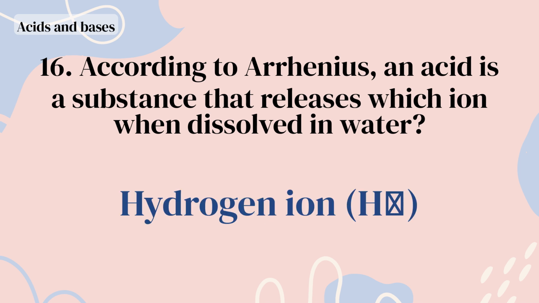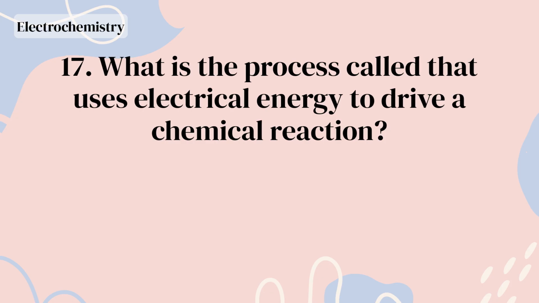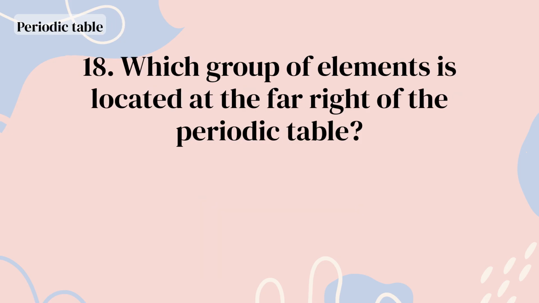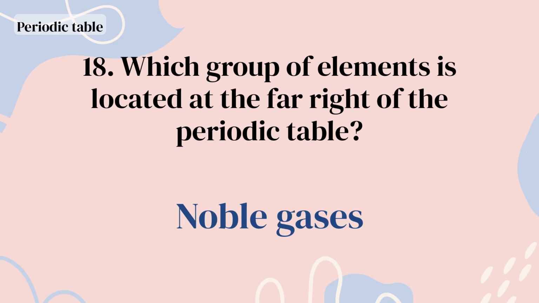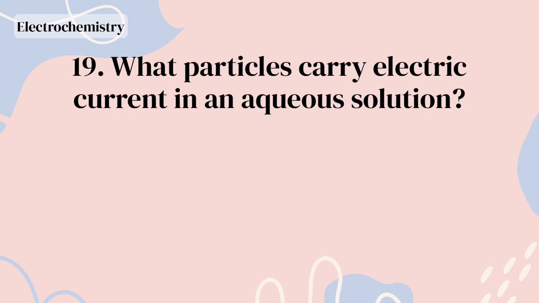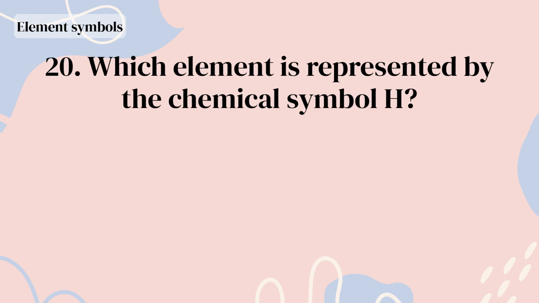Hydrogen ion, H+. What is the process called that uses electrical energy to drive a chemical reaction? Electrolysis. Which group of elements is located at the far right of the periodic table? Noble gases. What particles carry electric current in an aqueous solution? Ions. Which element is represented by the chemical symbol H?